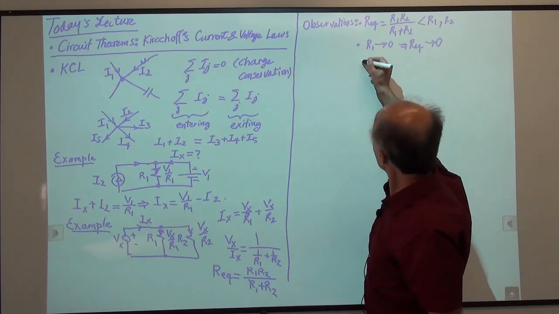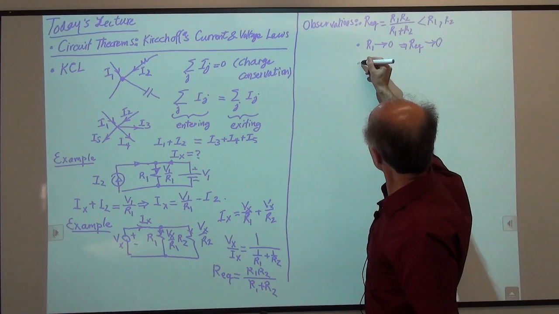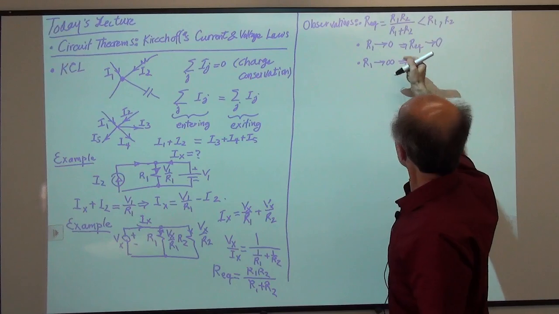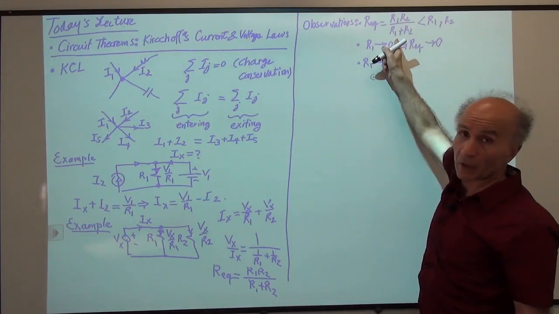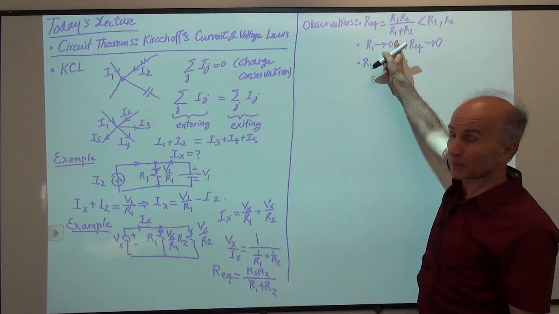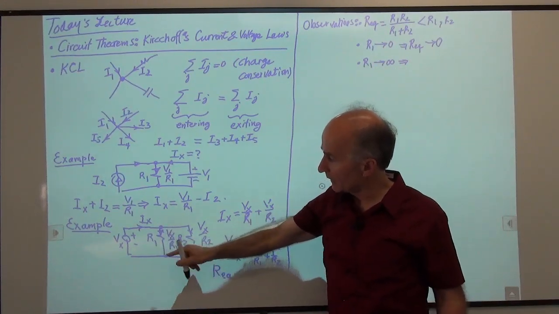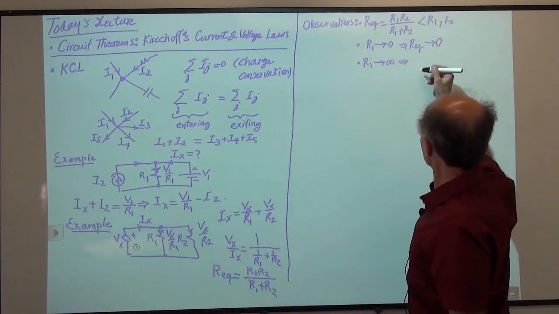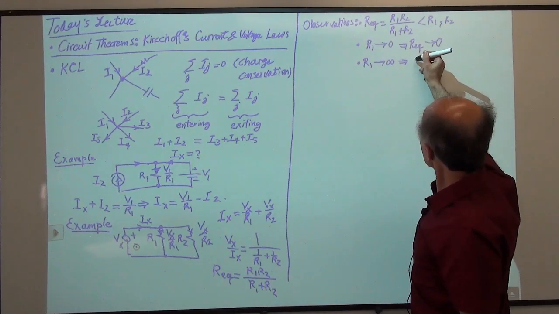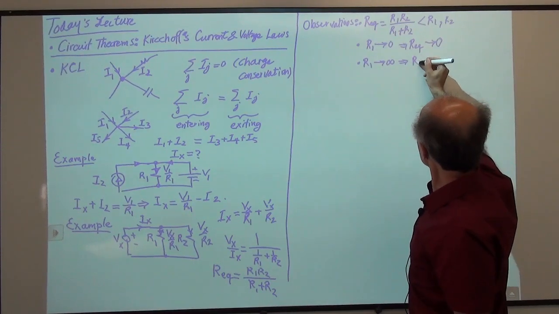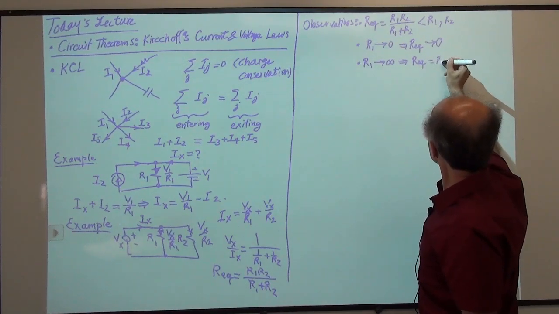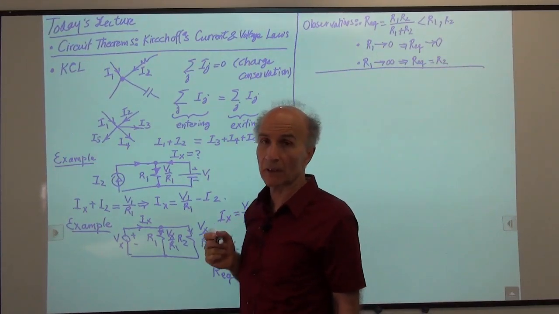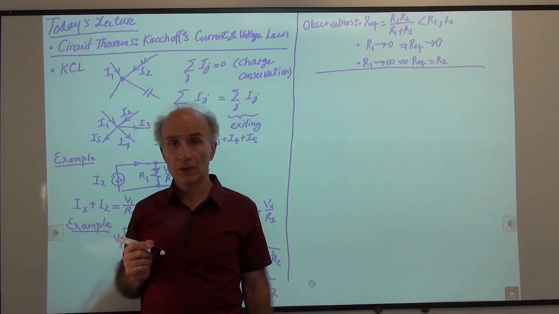Okay? And what if one of the resistors goes towards infinity? So, for example, R1 goes to infinity. If R1 goes to infinity, we end up with only R2. And that makes sense, right? Because if R1 goes to infinity, it's an open circuit, it's gone, and all that is left is R2. So we say the equivalent resistance that we have here is equal to R2. So these are little properties of the parallel combination that are very useful for our future studies.